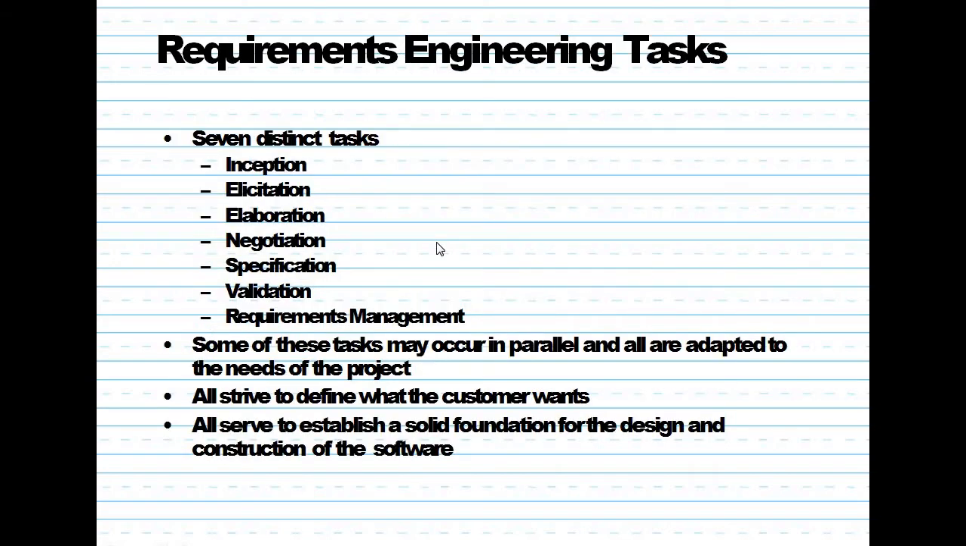Now, in requirement engineering, the seven distinct tasks are inception, elicitation, elaboration, negotiation, specification, validation, and requirement management.